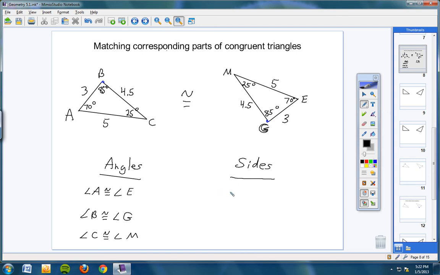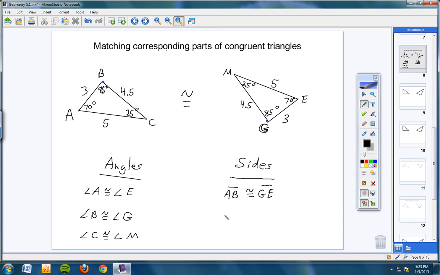Be really careful here. We have side AB, here it is. And what's the length of AB? 3. So let's find 3 over here. That's side GE. So side AB is congruent to side GE, and we say they are corresponding parts.